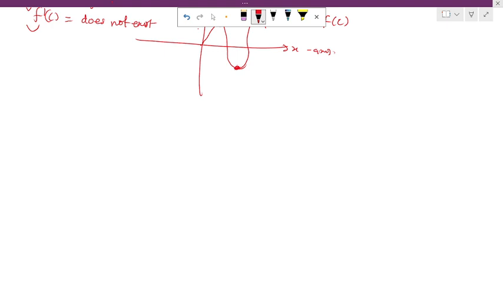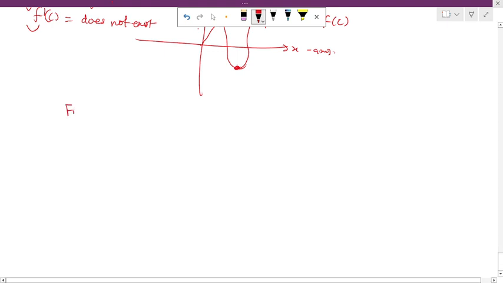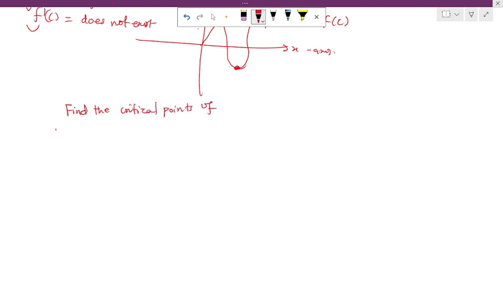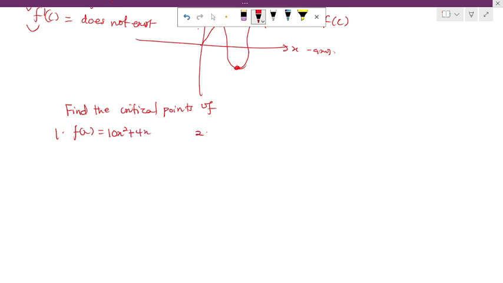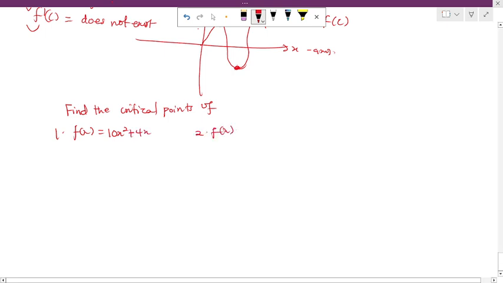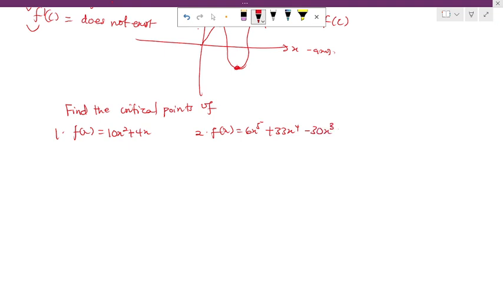Find the critical point of, so I have my first one, f of x is equal to 10x squared plus 4x. Then the second one is f of x is equal to 6x to the power 5 plus 33x to the power 4 minus 30x to the power 3 plus 100.